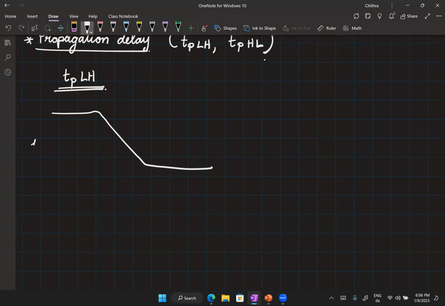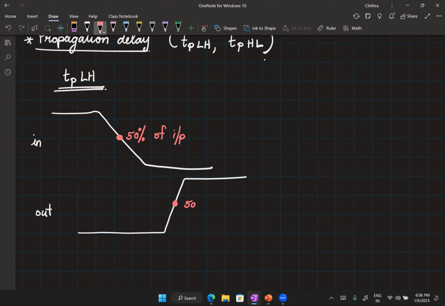Let's say this is my input and this is my output. So I calculate the time at which it reaches 50% of the input, and we look at the time at which it reaches 50% of the output. And this gives you TP-LH. The LH refers to low to high, and this transition is happening at the output.